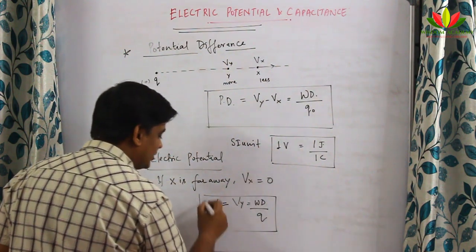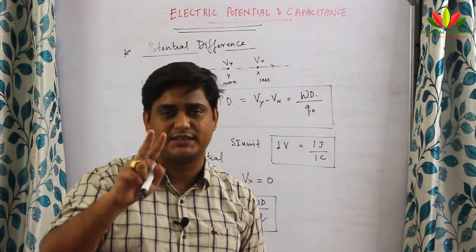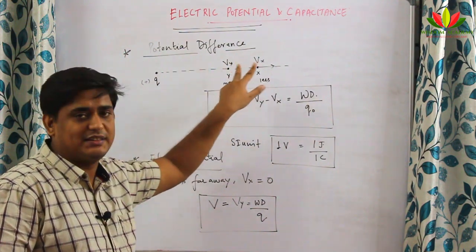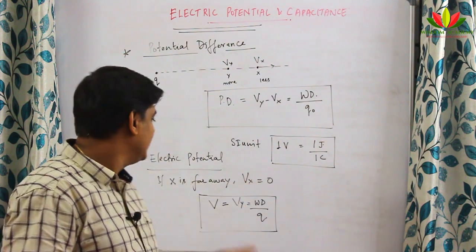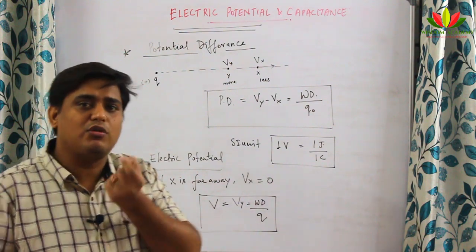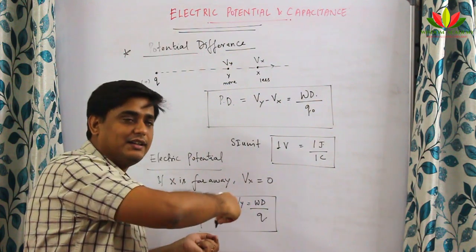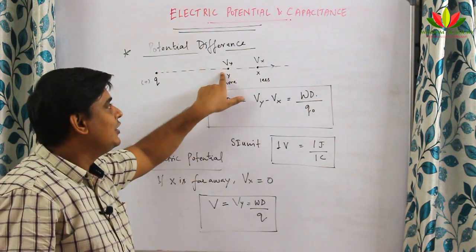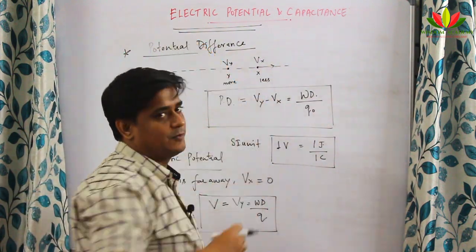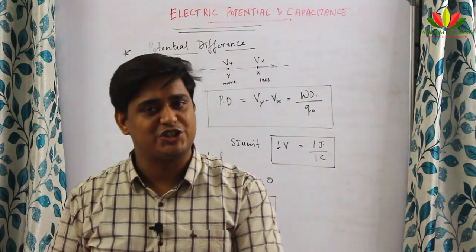So electric potential is defined for a point, whereas potential difference is for 2 points. I hope you're understanding it. Potential difference is between 2 points, whereas electric potential is only for 1 point. That is the amount of work done in bringing the unit positive charge from infinity to that point. So the electric potential of y will be the amount of work done in bringing a charge from infinity to this point. I hope you are clear on this. So that is the difference between electric potential and potential difference.